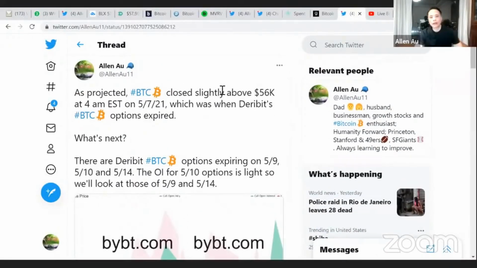So today I did a tweet. I want to show everyone how I determine the price action of Bitcoin on a short-term basis, looking at the open interest of options, so everybody can learn and do it themselves.